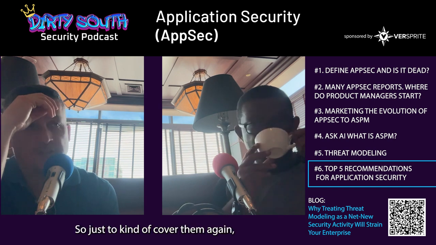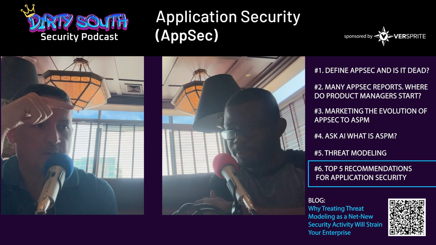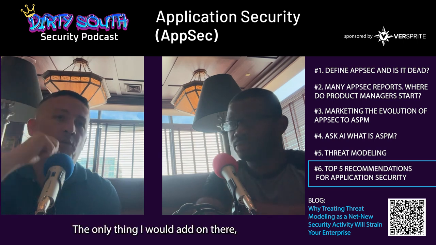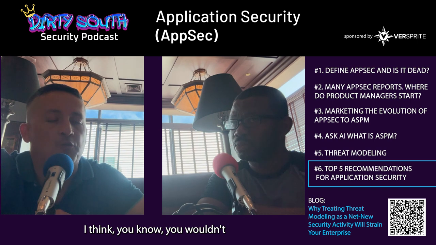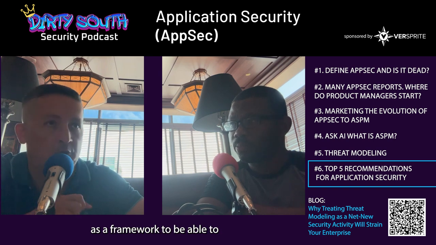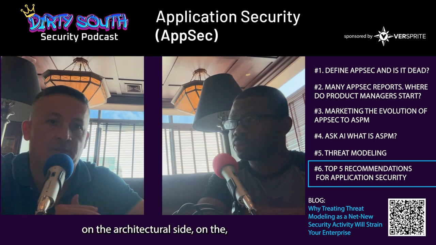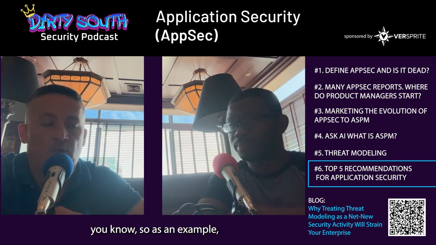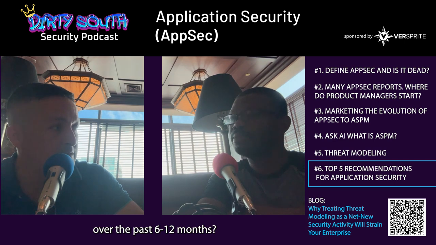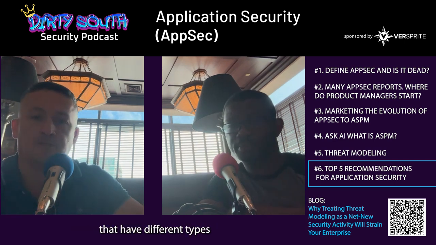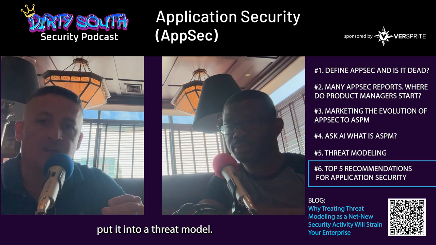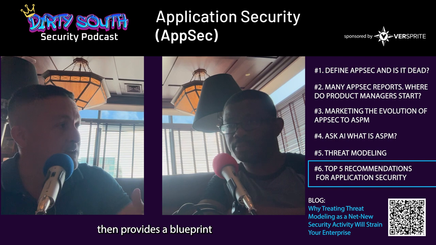Yeah, I think so. Just to cover them again, in no particular order, you said resources, you said adoption of automation, and with that you said the AI process, definitely. The only thing I would add is using threat modeling as a framework to create a blueprint for a lot of the tests on the offensive side and the architectural side. As an example, a risk-centric approach will take, going back to e-commerce, what are the threats that have been happening over the past 6-12 months? There are different adversarial groups with different types of objectives. Some are target-based, some are industry-based, some are use case-based. You take that information and put it into a threat model, and that threat model then provides a blueprint for what you want to test.